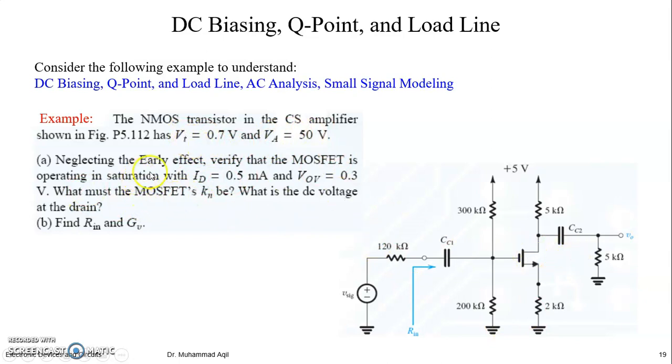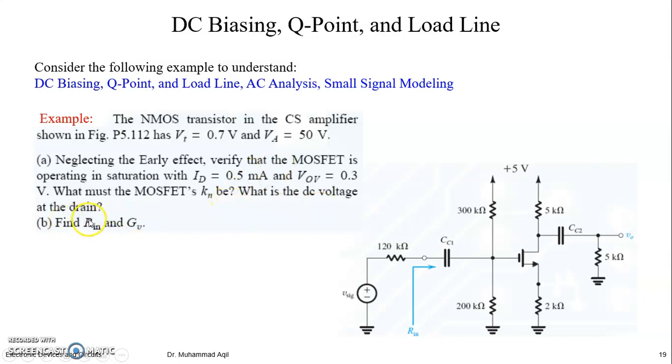For the NMOS, neglecting the early effect, use ID and VOV to operate in saturation. Then what must be the MOSFET's KN? So here we have to find the KN, right? Use ID, VD, and other things, VOV, to find KN. So ID is half KN VOV squared. VOV is given, ID is given, half is a constant, you can find KN, right?